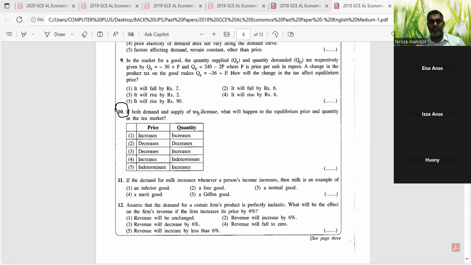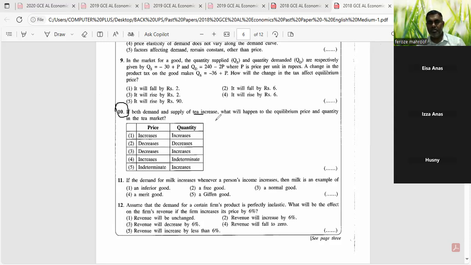The product is tea. In the market, demand increases, supply increases. Now the question is what happens to price and quantity. There are many past papers like this; this is just one sample. But here, one piece of information they have not said.